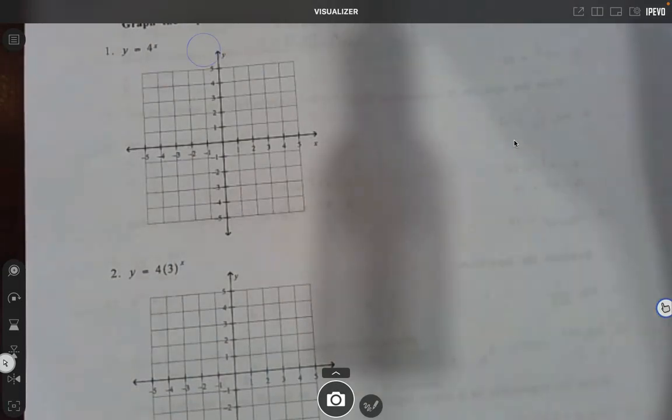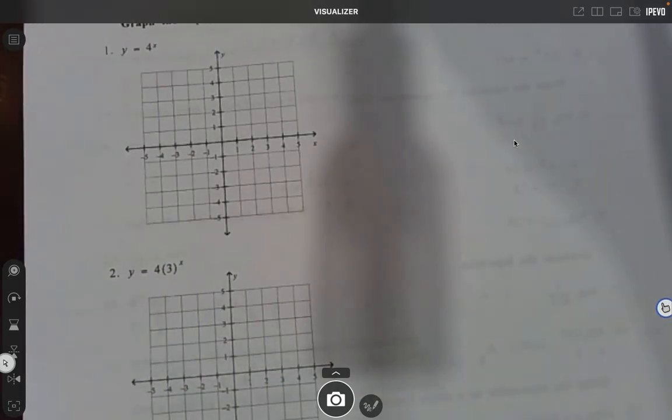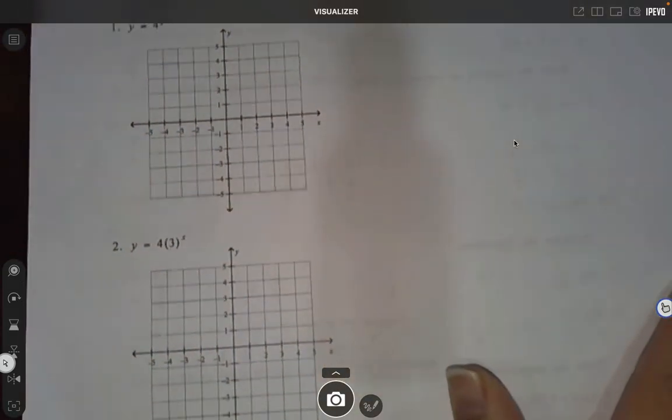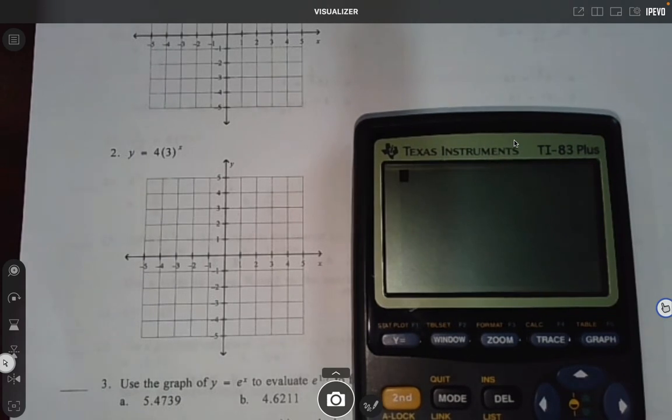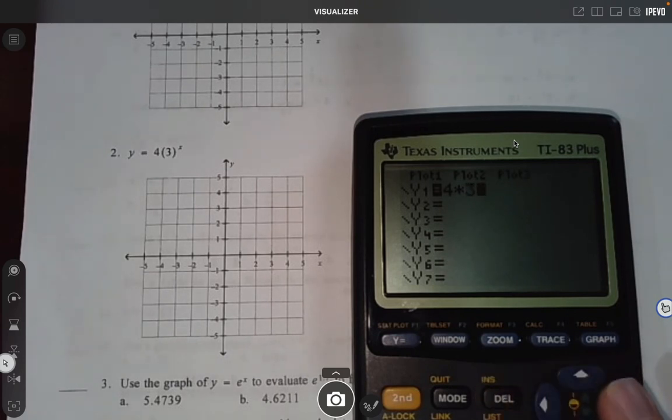1 or number 2? Which one? Number 2. Okay, so one of these will be on there. I'm not sure which one, but it's the same thing. What I would do is go to y equals, and you type in 4 times 3 to the x.